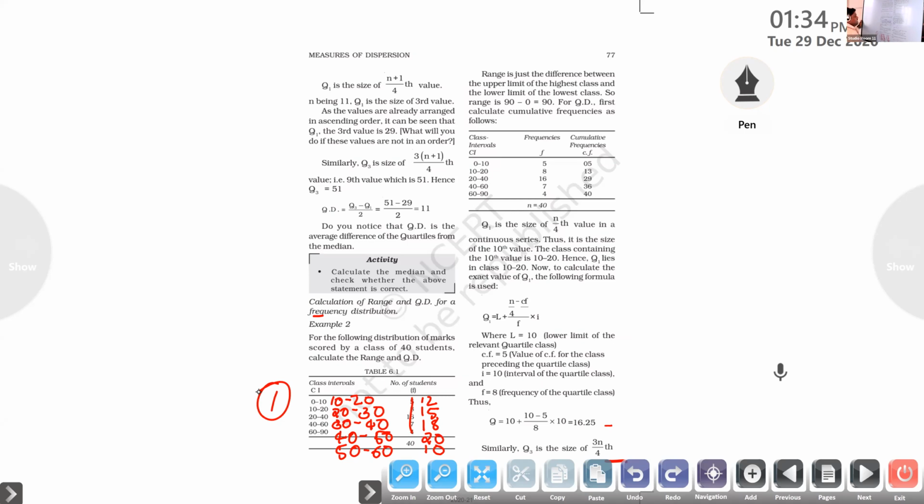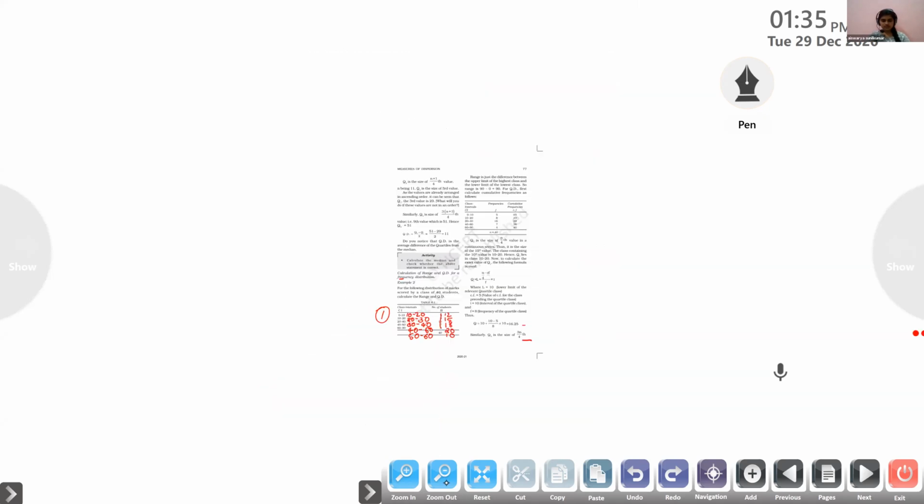Homework number 1: find out the quartile deviation for the frequency distribution. Completed? Yes or no? Hello, can you hear me? Completed this one? Okay, going for the next one.